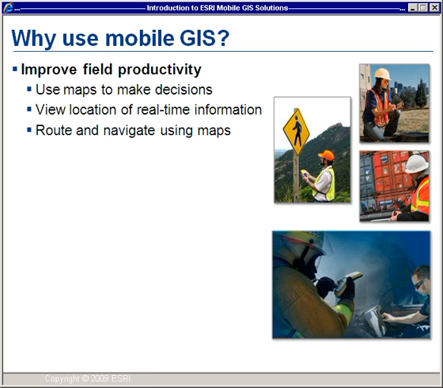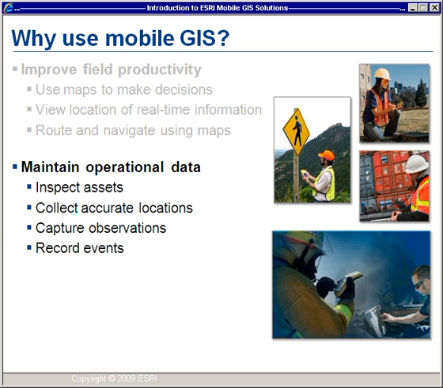So why would we look to use a mobile GIS in the field? There's three key areas. One of those is to improve the field productivity of our staff. We do this by providing them with up-to-date maps running on their devices to help them make decisions in the field. It also enables them to view the location of operational data and real-time information on top of their base maps out in the field. And finally, they can route and navigate around the real world using these maps. All of these capabilities help them be more productive in the field.